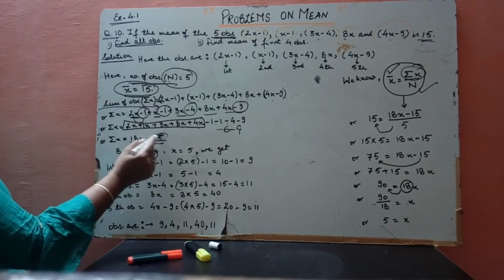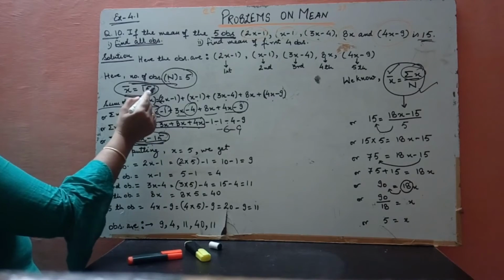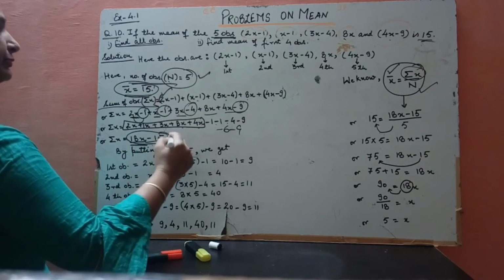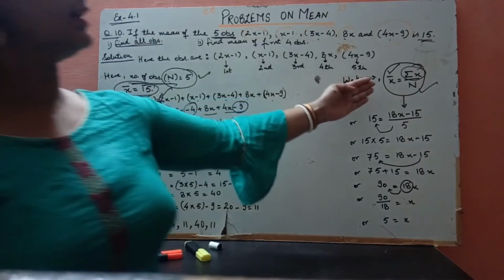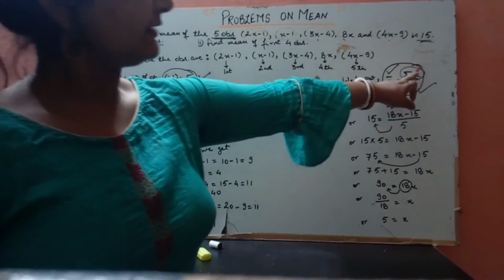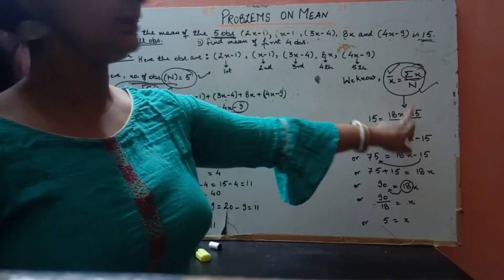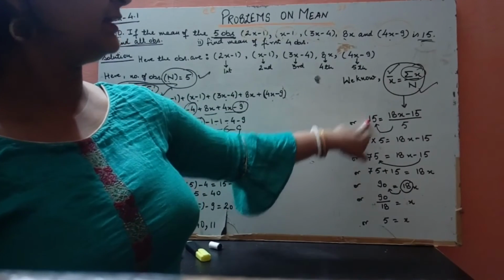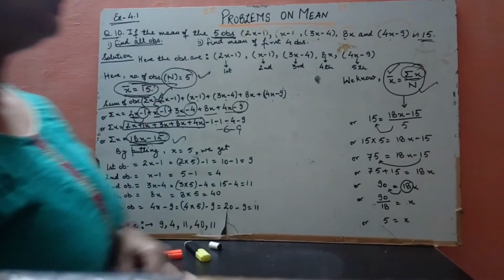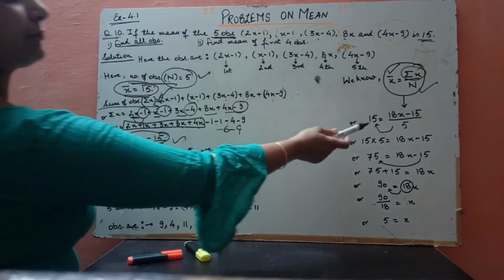When we put these three values in this formula, we are getting sigma x as 18x minus 15, x bar as 15 and n equal to 5. So we are getting an equation from here.